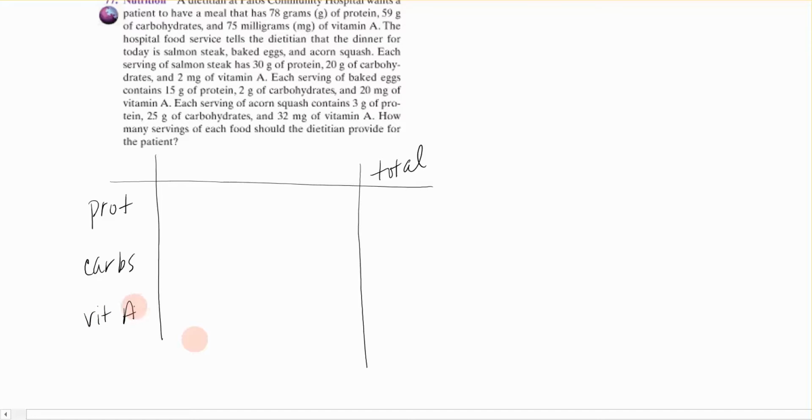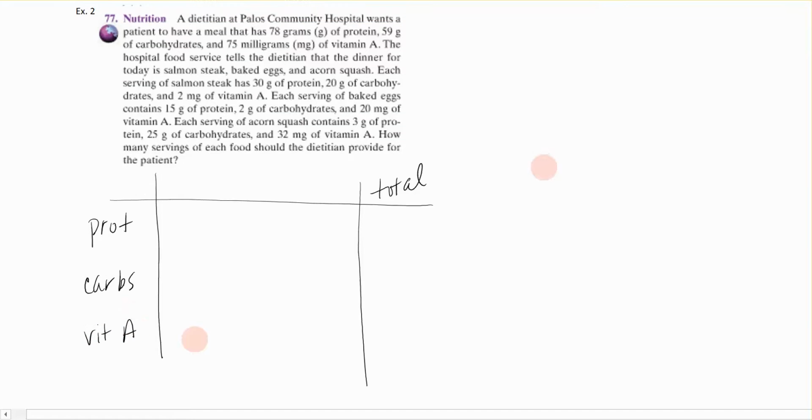And I know from this statement up here that the dietitian wants 78 grams of protein. So here is where I'm going to fill in. She needs 78 grams of protein. She wants 59 grams of carbohydrates, and 75 milligrams of vitamin A.